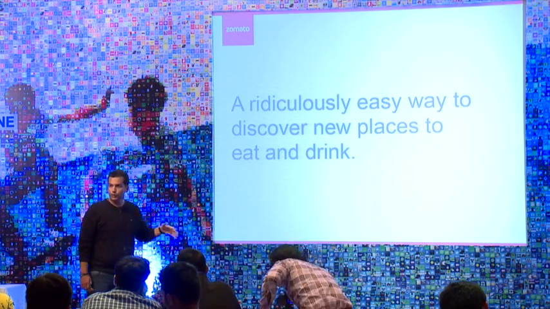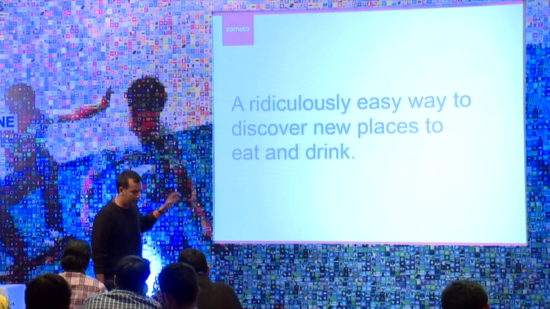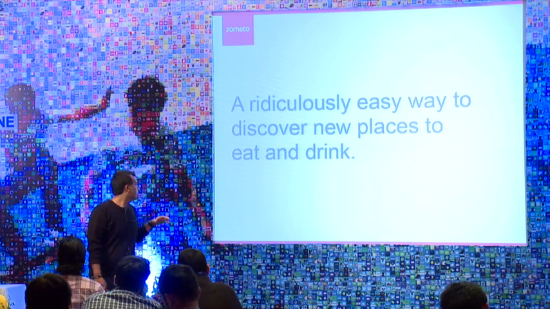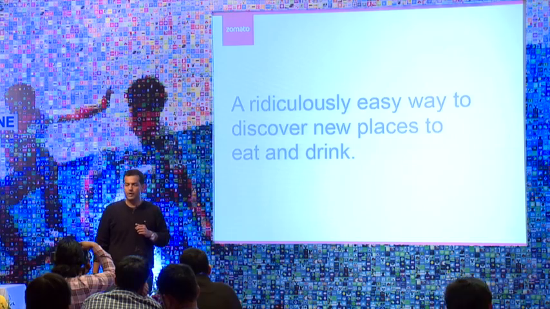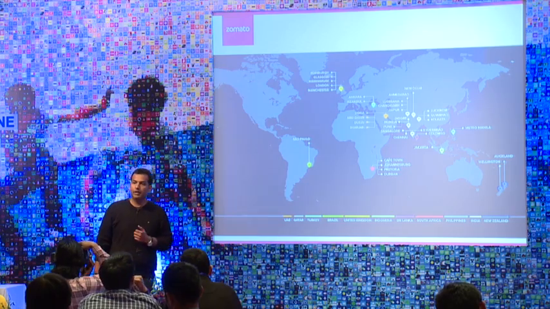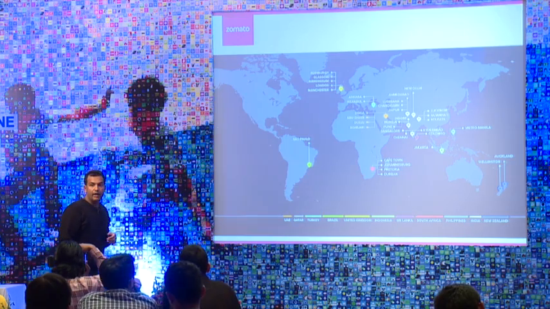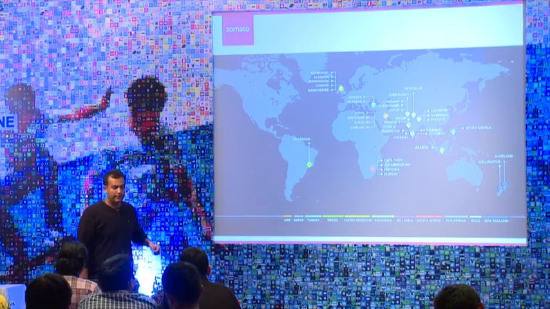And those who still don't know, Zomato used to be a ridiculously easy way to discover places to eat and live around you. We are currently, as on date, available in 11 countries, in 40 cities across the world, and we aim to make this app even more clever.